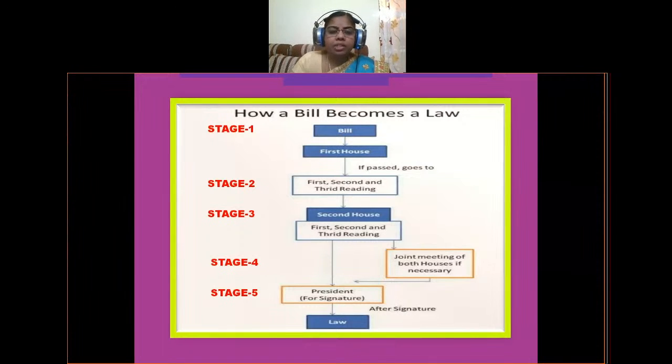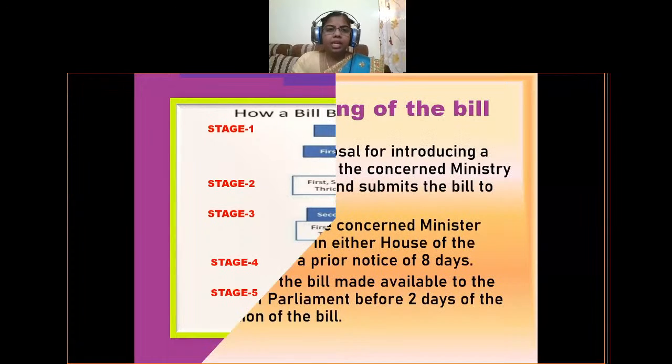Next, stage 5 consists of the signature of the president, that means the assent of the president. If both the houses of the parliament pass the bill, then it is sent for the assent of the president. Then it can be called stage 5. After passing stage 5, the bill can be called a law. So this is the brief description of how a bill is converted into a law. Let us learn this topic in detail.